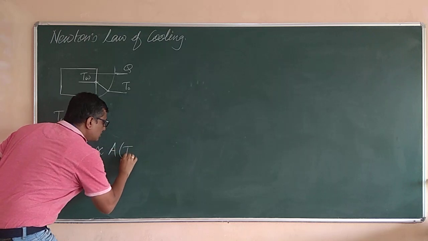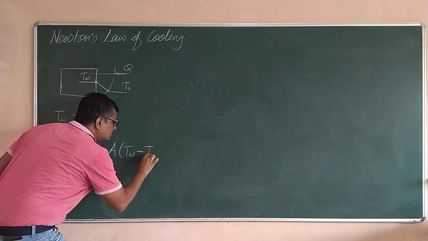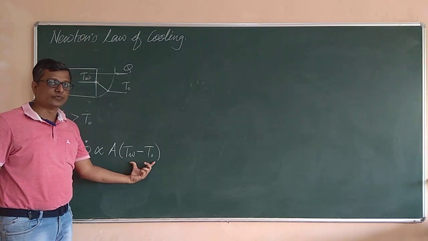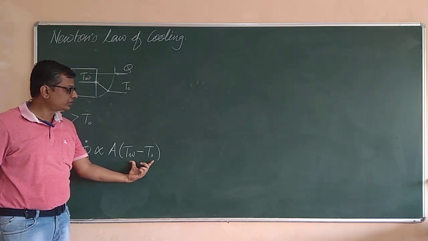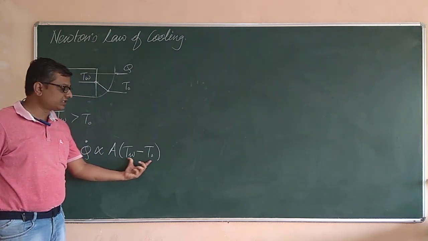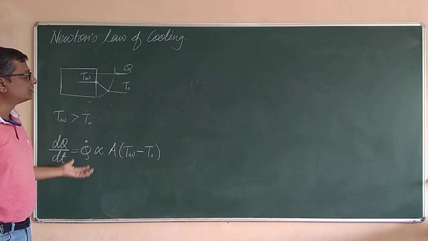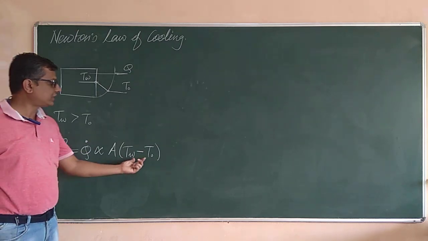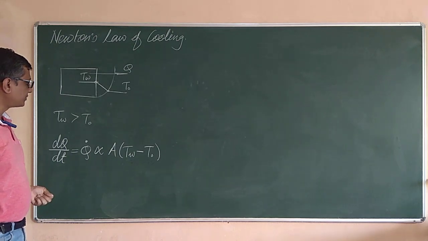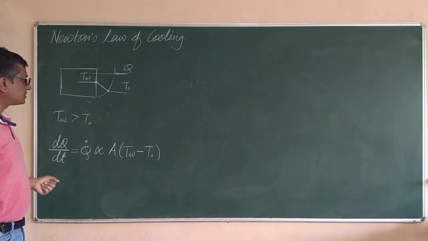This is TW minus T0, provided that this temperature difference has to be very small. This is the limit condition given by Newton. This temperature difference has to be very small. If this temperature difference is large enough, then this law is not that much applicable. But if we take that temperature difference to be very small, then this law is perfectly applicable. So let us take this equation into another form.